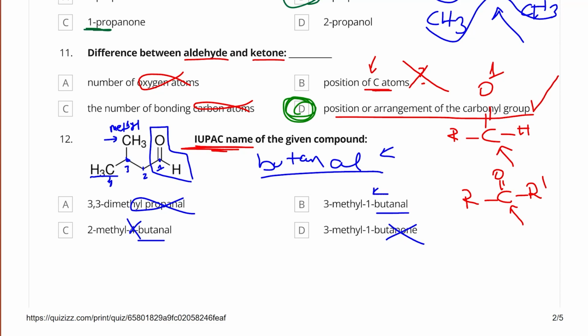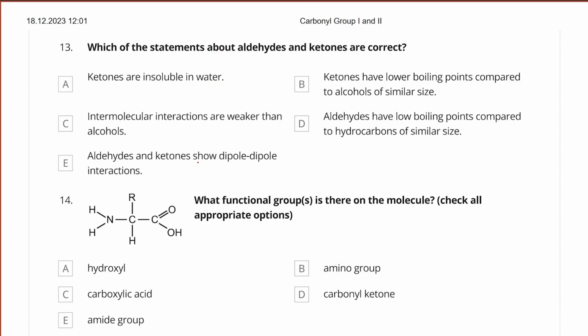It is 1-butanal. And we can always omit the 1 because it is always 1-butanal if it is the superior group. And the methyl group is at the 3rd carbon, as you see here. So the answer is, my friends, B. 3-methyl 1-butanal. Or we can omit the 1, which makes the name 3-methylbutanal. That's okay. 3-methylbutanal. Question 13.